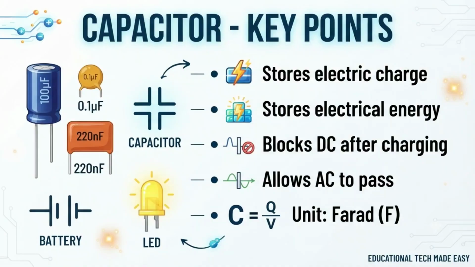So, to summarize, a capacitor stores electrical energy in an electric field between two metal plates. It charges when connected to a voltage source, discharges when connected to a load, blocks DC after charging, allows AC to pass, and plays a vital role in almost every electronic circuit.